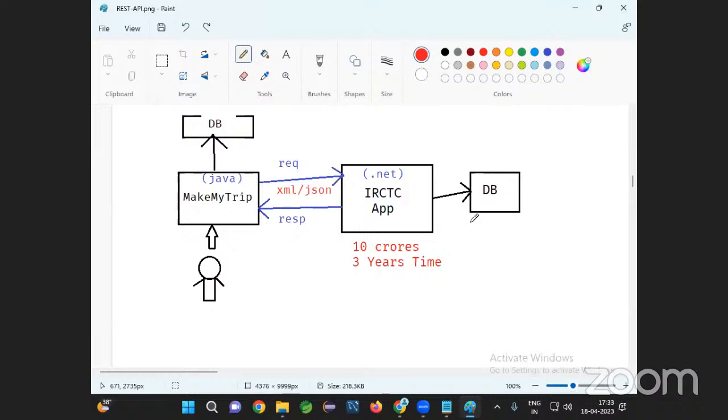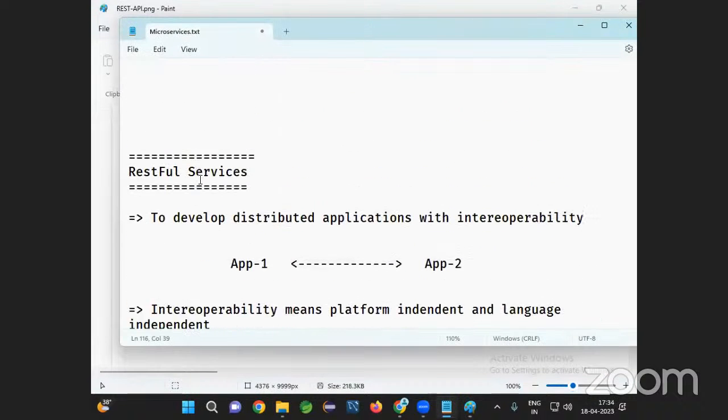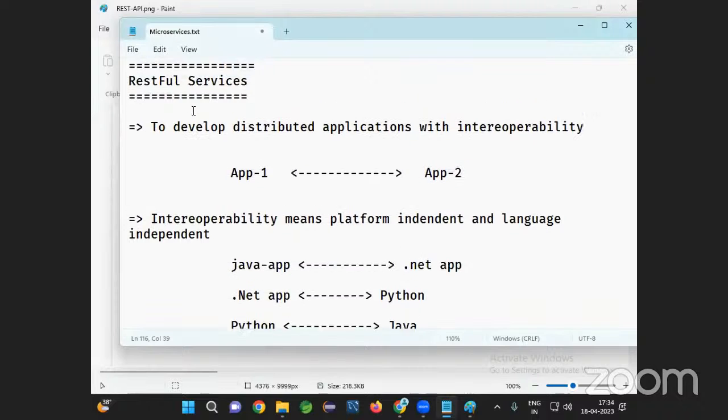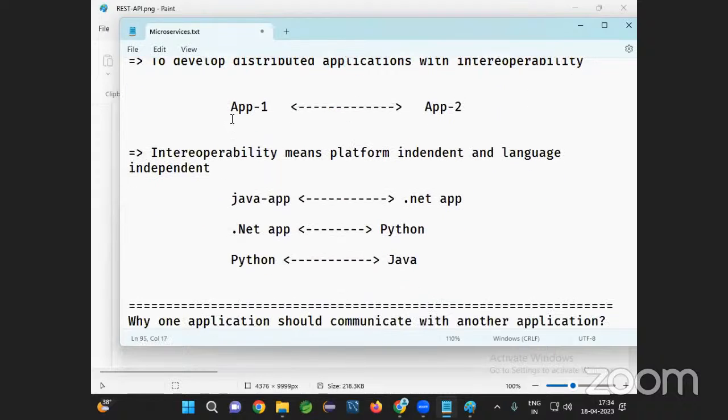Interoperability. Both applications should be able to understand the data. Now tell me, what is a RESTful service? Why do we need to learn RESTful services? To develop distributed applications with interoperability, we need to go for RESTful services.